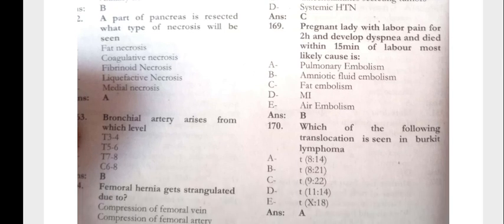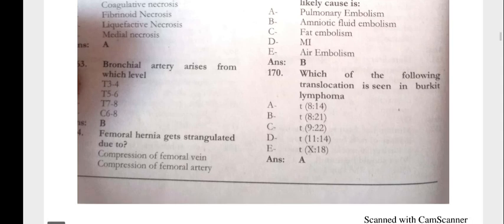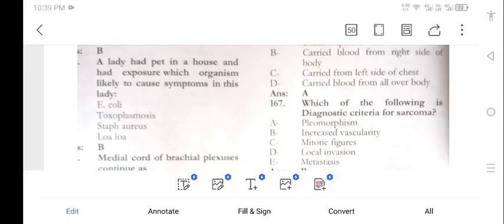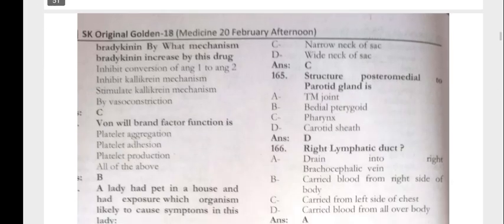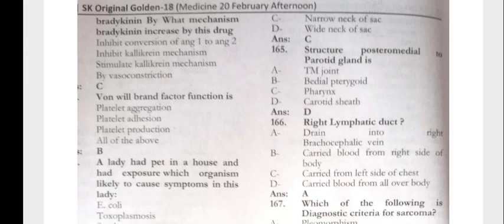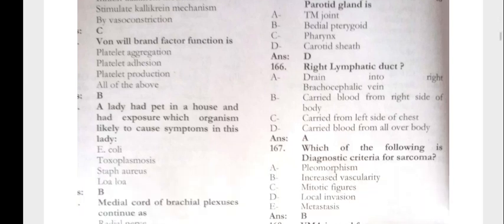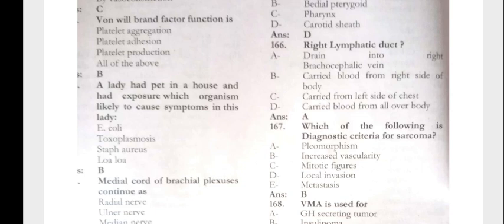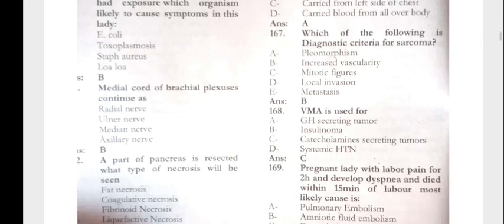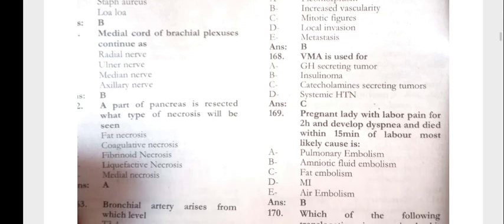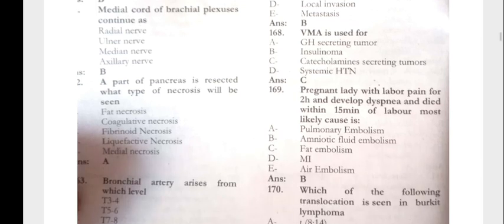The bronchial artery arises from which level? There is a T5 T6. Femoral hernia gets strangulated due to neck of sac. The structure posterior and medial to the parotid gland is the carotid sheath. The right lymphatic duct is drained into the right brachiocephalic vein. Which of the following is diagnostic criteria for the sarcoma? There is increased vascularity. The VMA is used for the catecholamine secreting tumors.